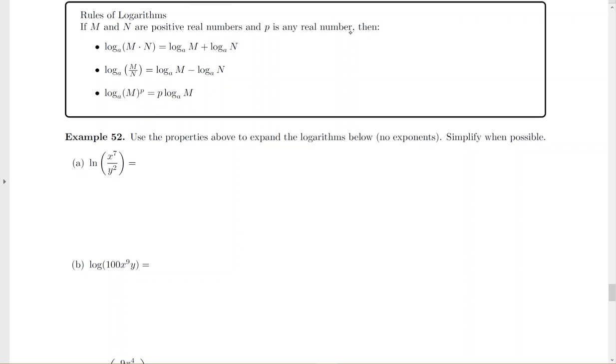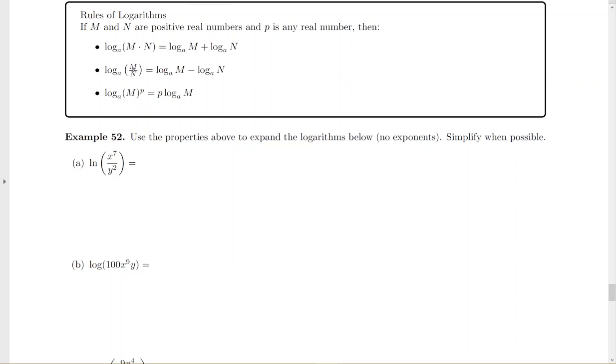P is any real number, so P is the power here. Then we have the following rules. If I want to expand a logarithm, that's what I'm doing here. I'm starting with one and I'm ending up with more logarithms. I can expand it if there's multiplication inside the argument by making it addition between two logarithms.